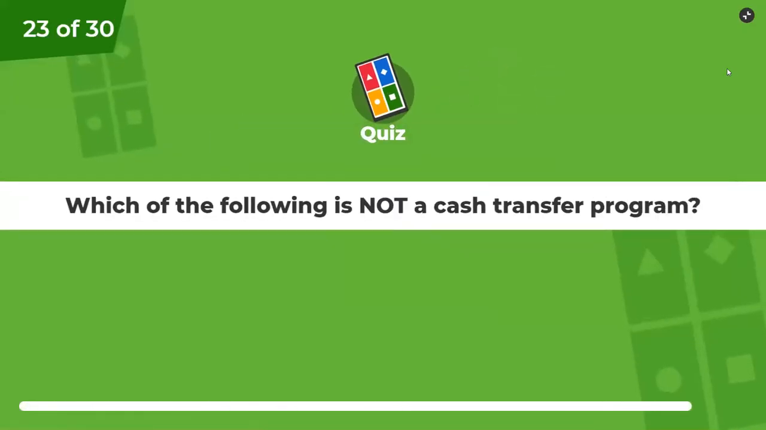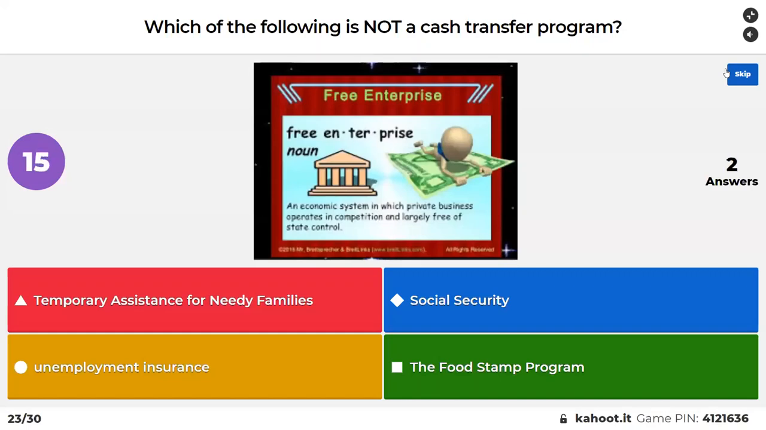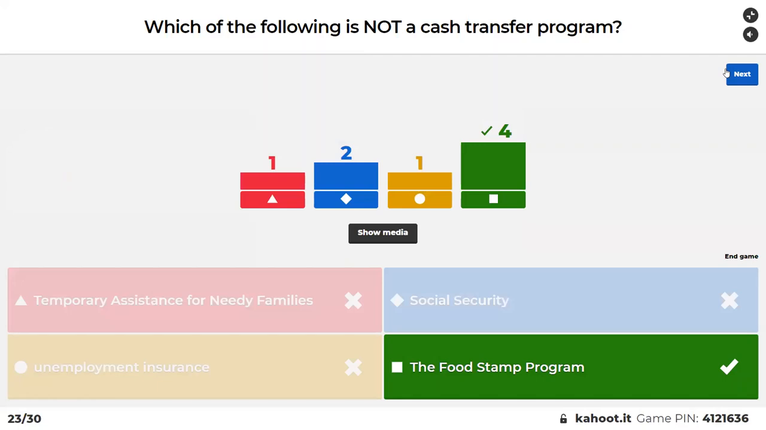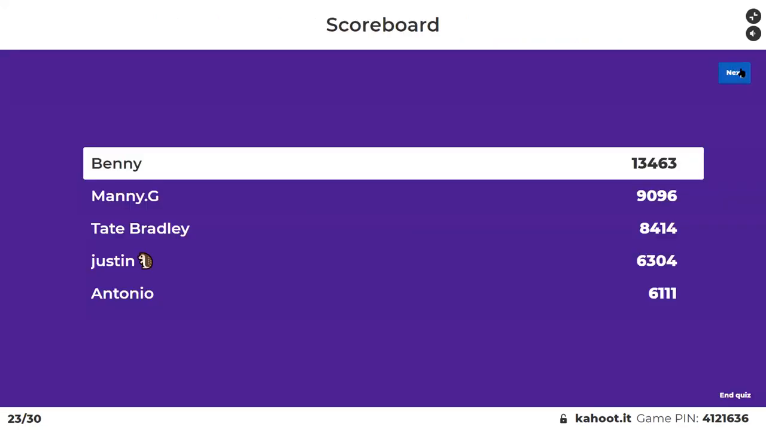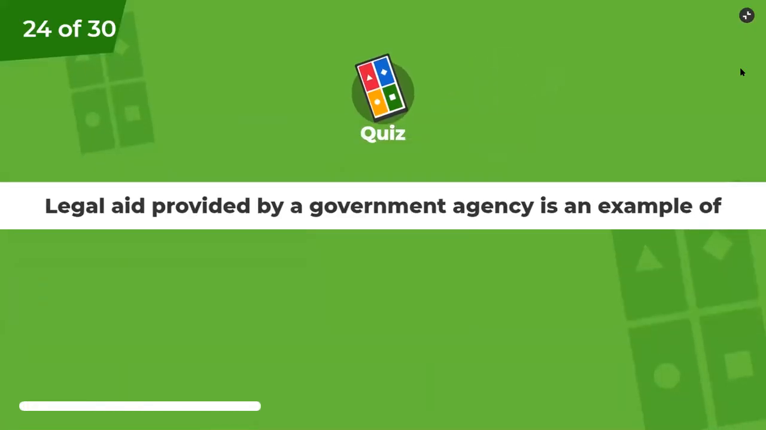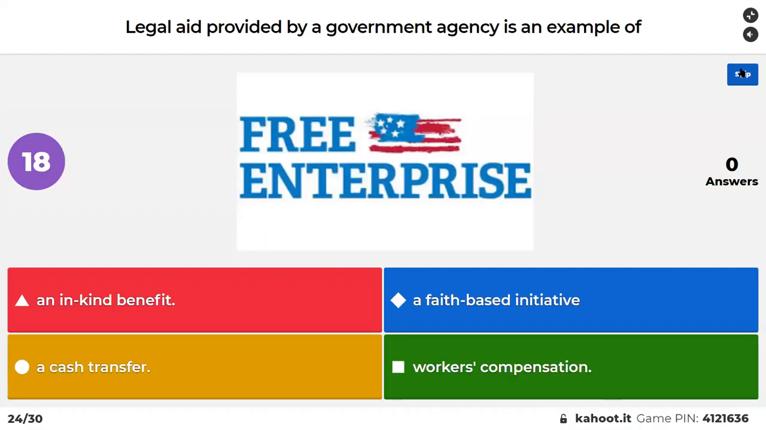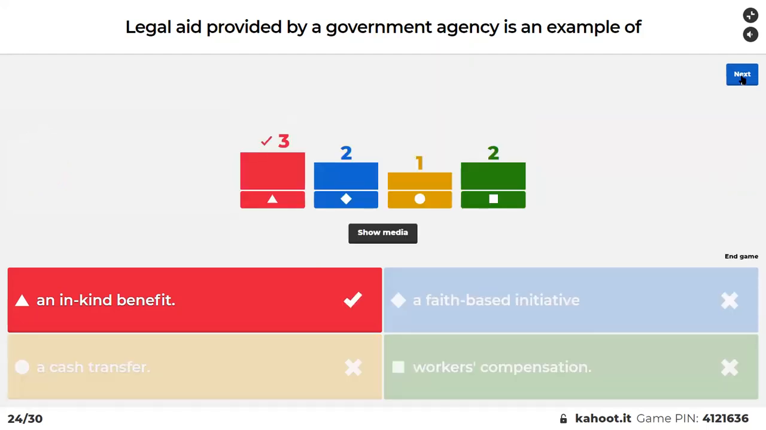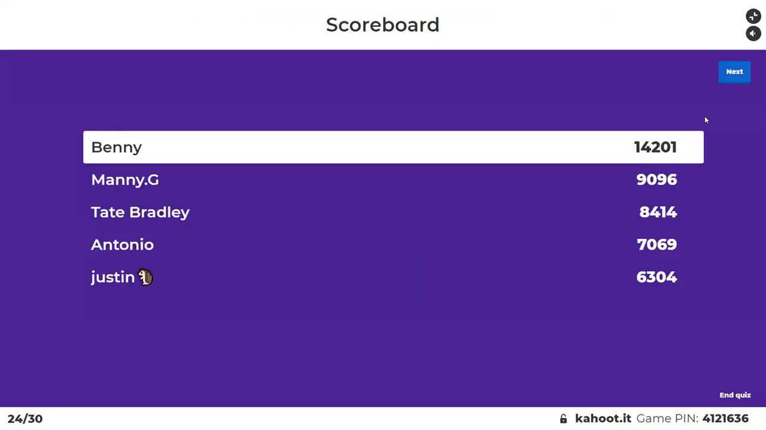All right, which of the following is not a cash transfer program? Okay, good, food stamp program, right? Where you are given all right, legal aid provided by a government agency is an example of. So you're arrested, you're arraigned, you're indicted for a crime, they provide you with an attorney. In-kind benefit, right? They don't give you cash to go out and look for your own attorney. They provide one for you. So that is an example of an in-kind benefit.